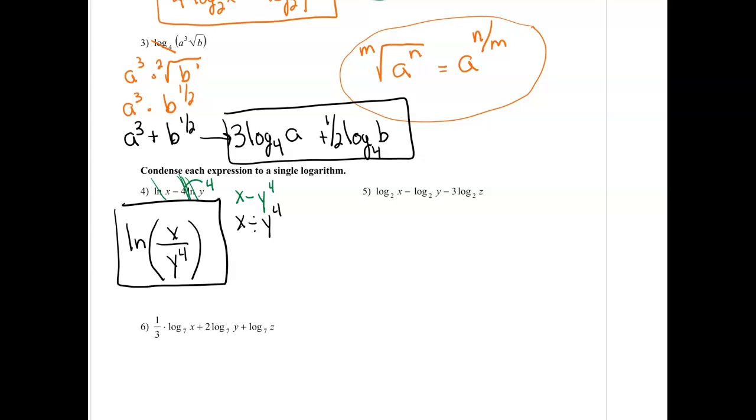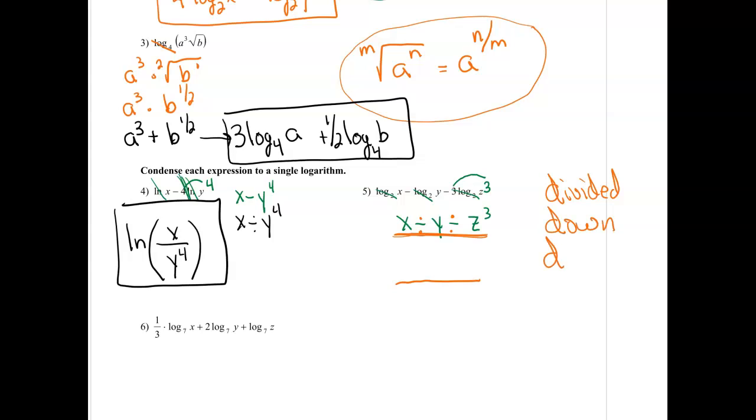So on the next one, the first thing I'm going to do again is just move this 3 back as an exponent. I'm going to ignore these logs now just so I can focus on the fact that it's x minus y minus z to the third. And now this subtraction will turn into division. Sometimes students get confused as to where things go in the fraction bar. So when I start looking at this, I'm going to look at it left to right, and anytime I say divided by, I'm going to take that answer and move it down into the denominator.